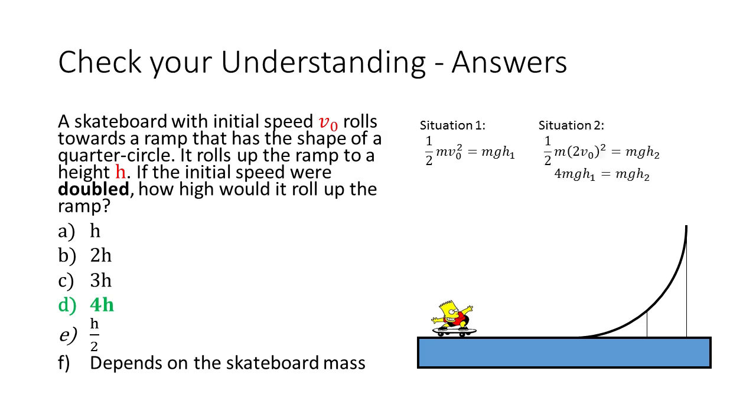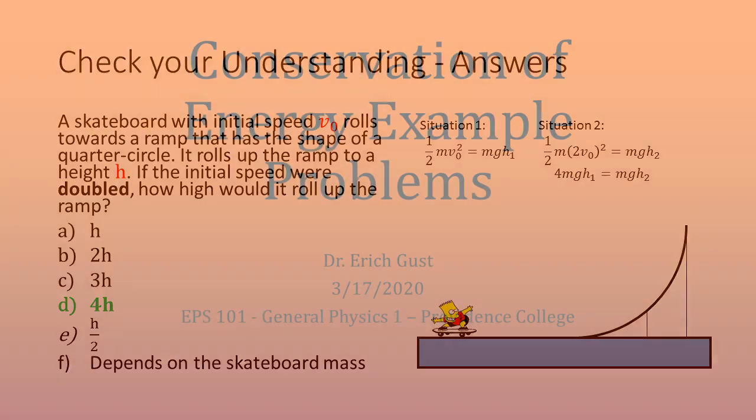Our conservation of energy equation looks the same, but our initial kinetic energy is larger by a factor of 4. Therefore, our final potential energy is larger by a factor of 4 as well. The final potential energy can only be larger by a factor of 4 if it is coming from a height that is larger by a factor of 4 also. Therefore, our answer must be 4 times the height in situation 1.